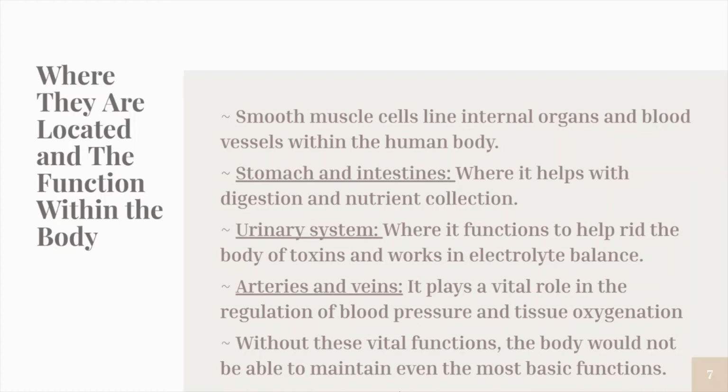Urinary system, where it functions to help rid the body of toxins and works in electrolyte balance. Arteries and veins, where it plays a vital role in the regulation of blood pressure and tissue oxygenation. Without these vital functions, the body would not be able to maintain even the most basic functions.